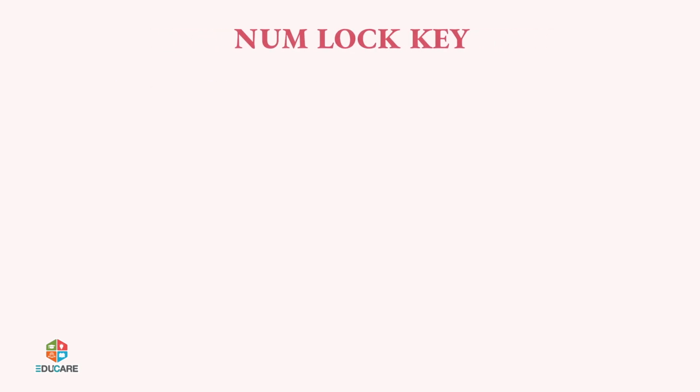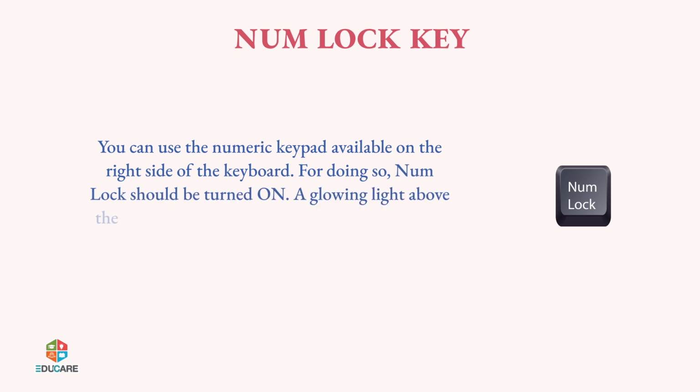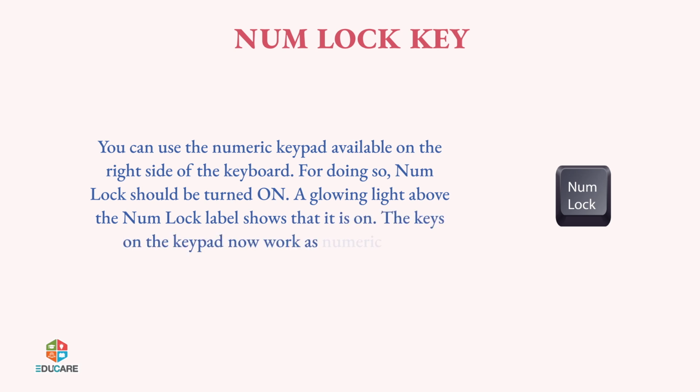Numlock key. You can use the numeric keypad available on the right side of the keyboard. For doing so, numlock should be turned on. A glowing light above the numlock label shows that it is on. The keys on the keypad now work as numeric keys.